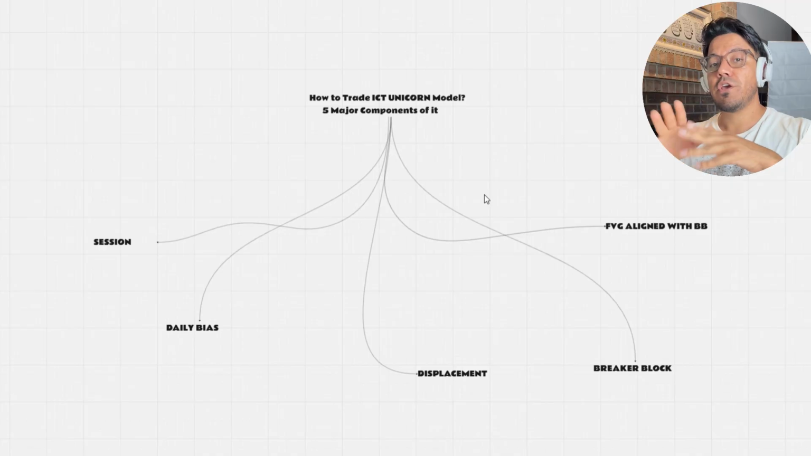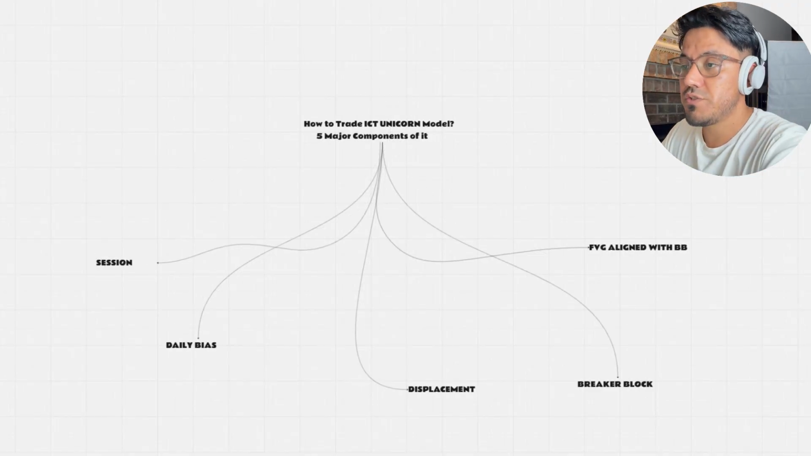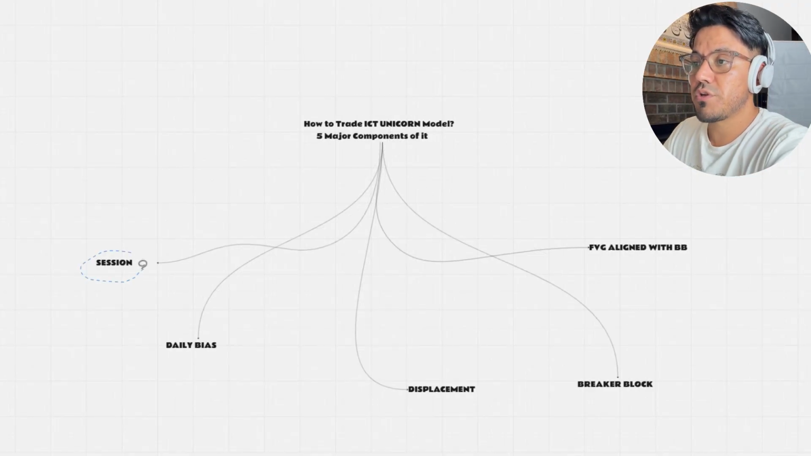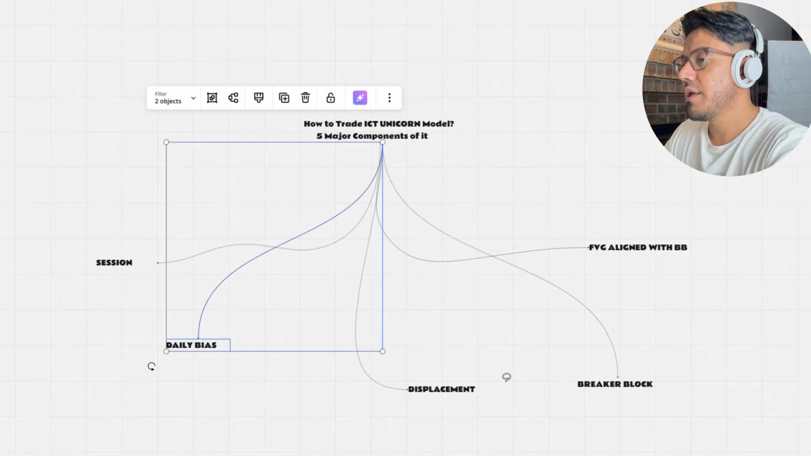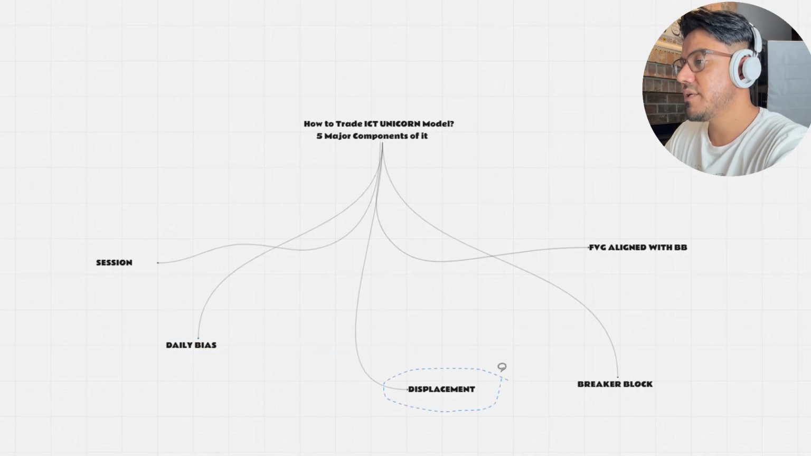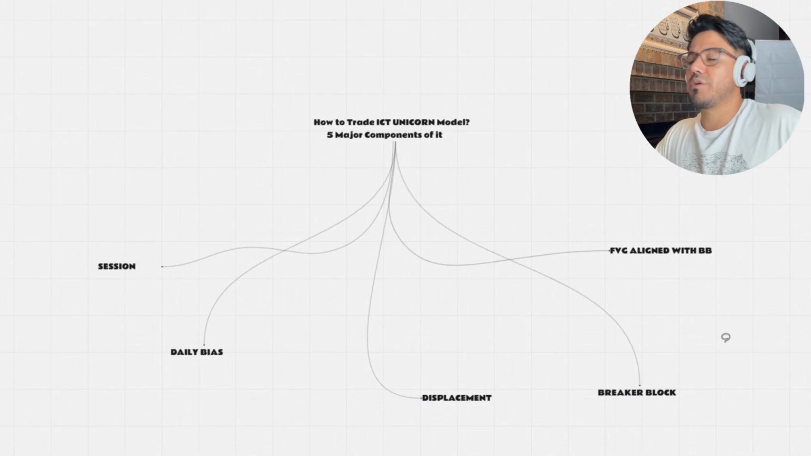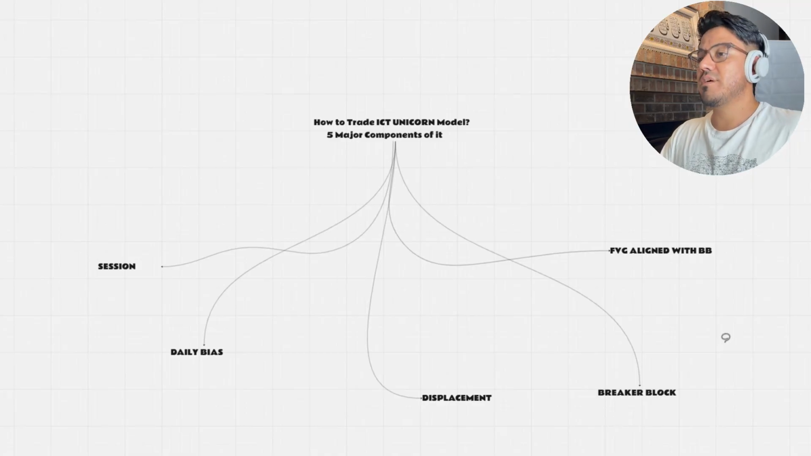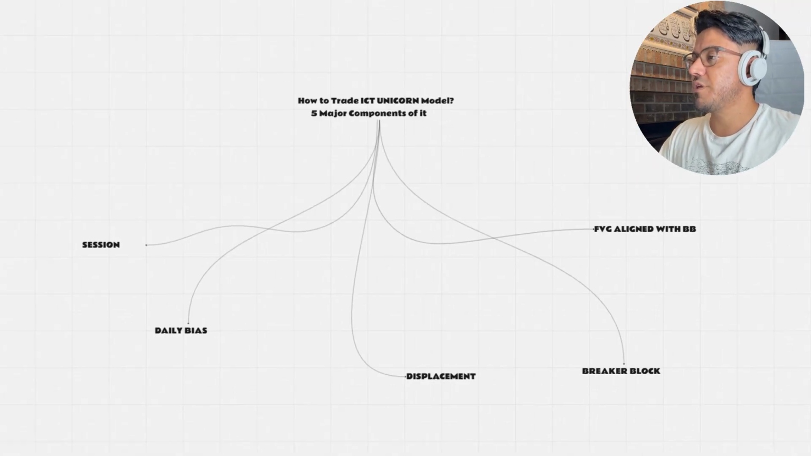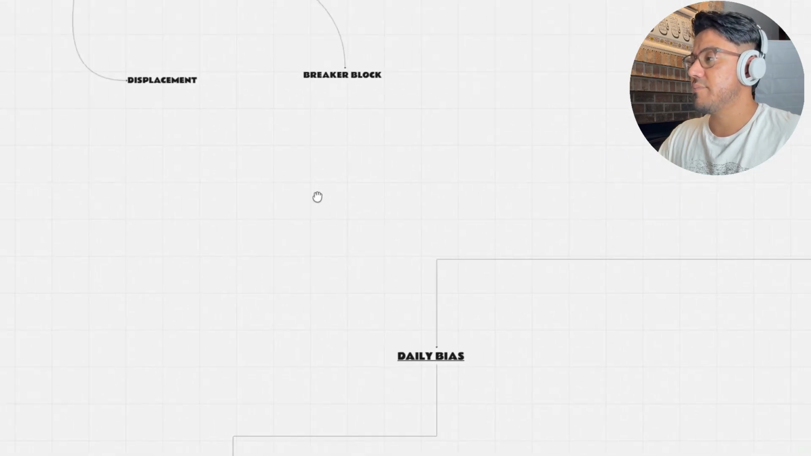Before trading it, you need to meet these 5 conditions in order to be profitable. The first one is session. My favorite session, I'm going to talk about that. Daily bias, the direction of the market, displacement, and breaker block. The last one is FVG aligned with breaker block. So what are these components? I'm going to go through each one of them separately with clear examples.